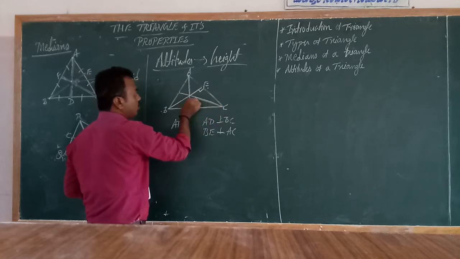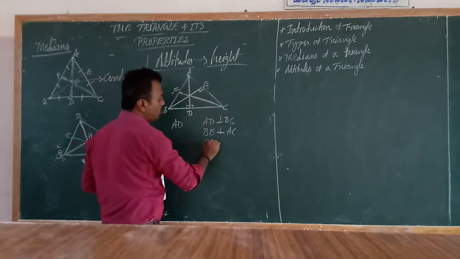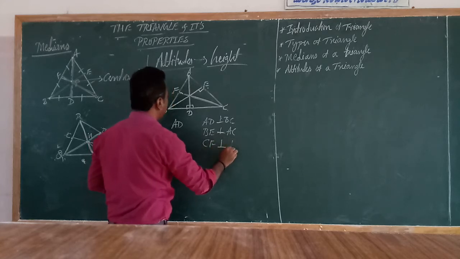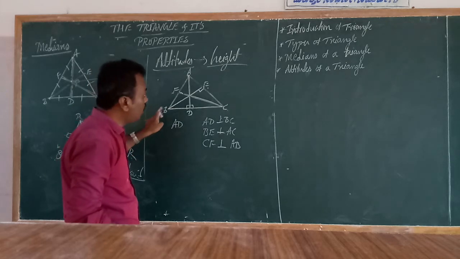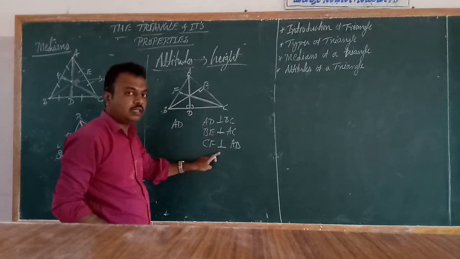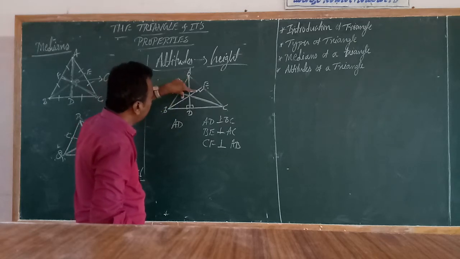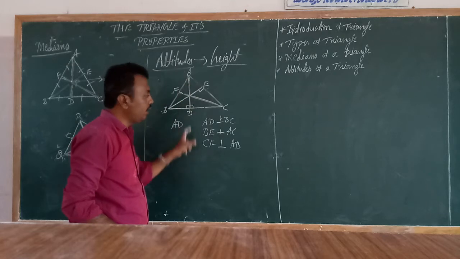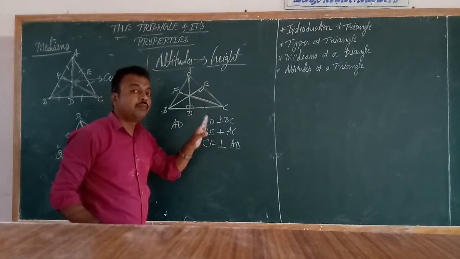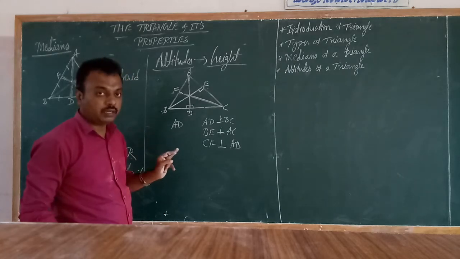Okay. Then the last one, this is also an altitude, called CF. CF is also perpendicular to AB. So there are 3 altitudes. All these 3 altitudes, AD, BE and CF, are perpendicular to the base of the triangle. Always perpendicular to the base of the triangle.